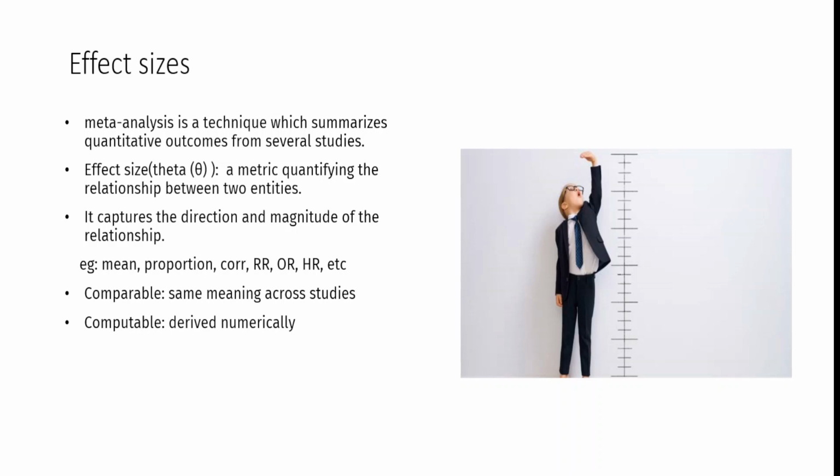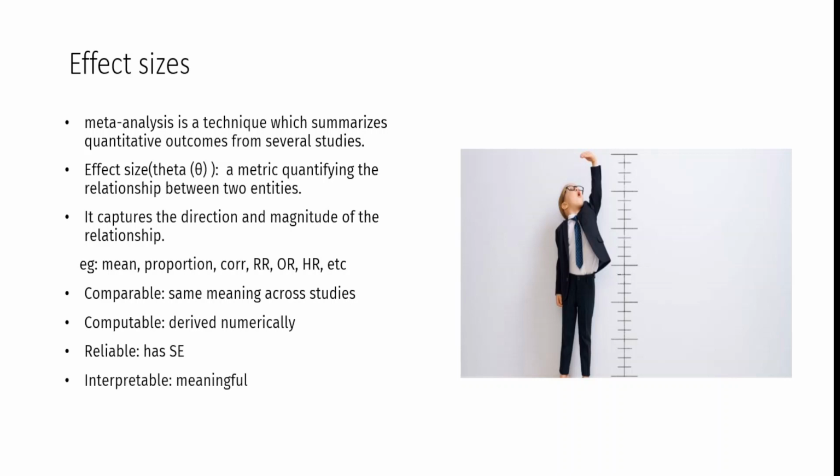The other important characteristic of effect size, when you have to combine them in meta-analysis, is that it has to be computable. That means you have to derive them numerically. You have to be able to calculate. And reliable. That means if you measure using that effect size multiple times, the deviation from one measure to the other should be able to be measured. It means it has some standard error.